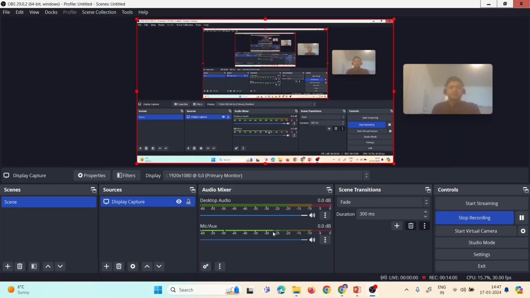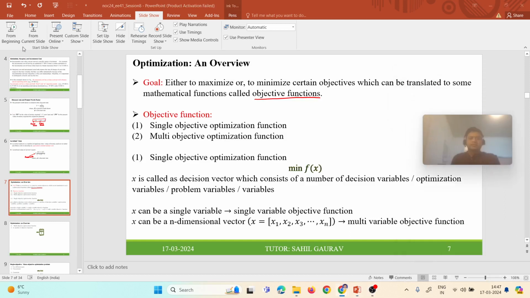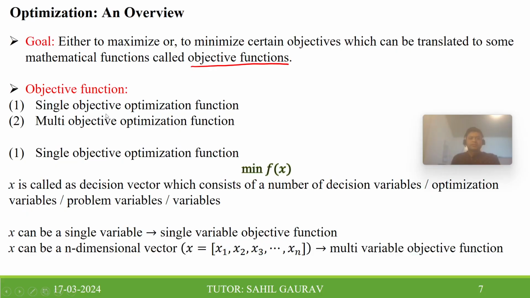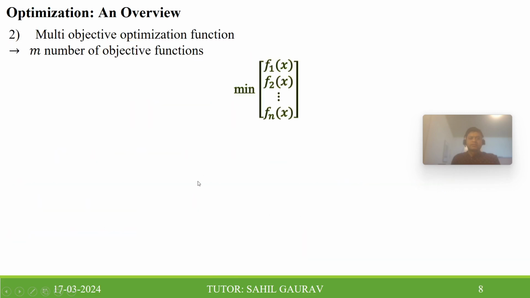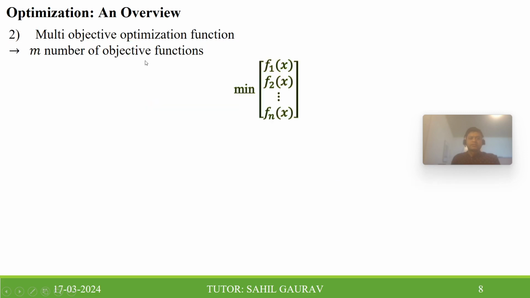Sorry guys for this. So we are here, and if x is an n-dimensional vector, then it will be called a multivariable objective function. Now, the second type of objective function is called the multi-objective optimization function. If you have n number of objective functions, in that case you have to minimize or maximize f1(x), f2(x), and so on up to fn(x).